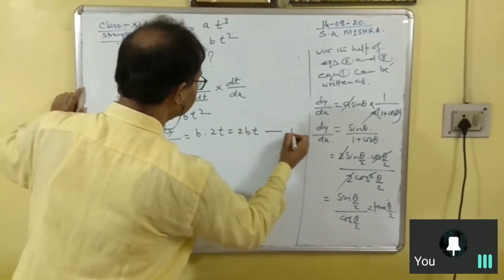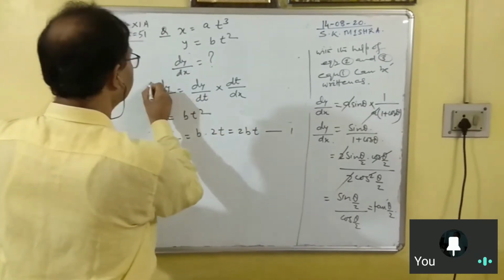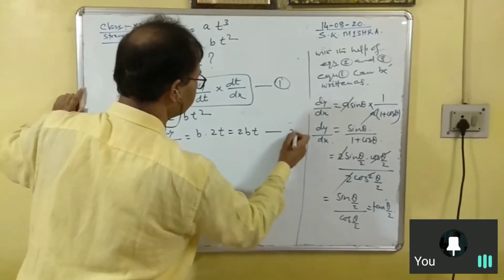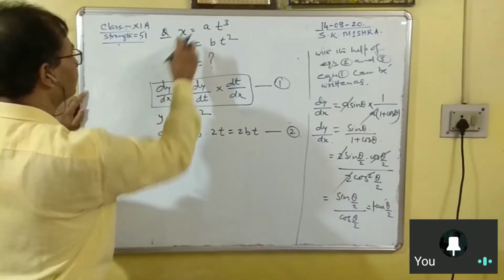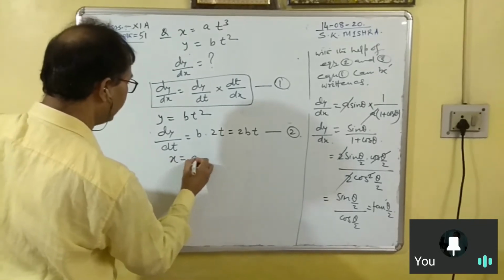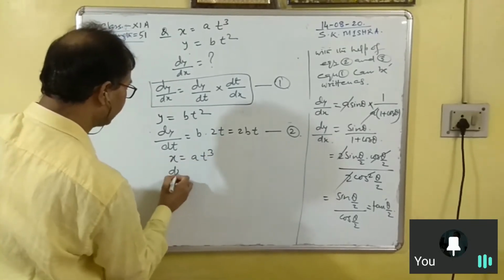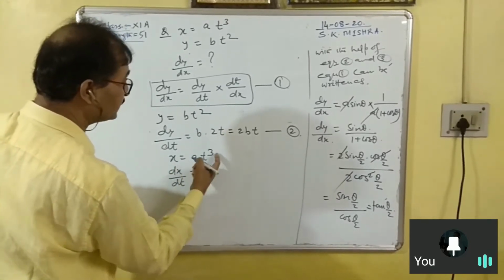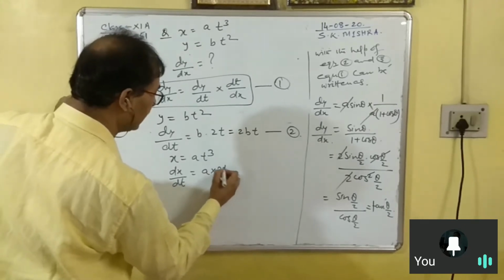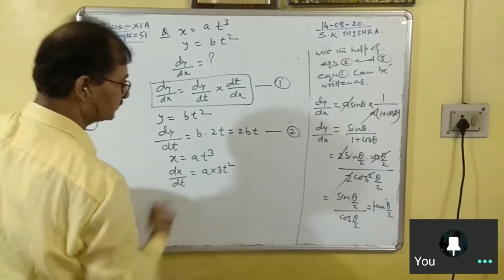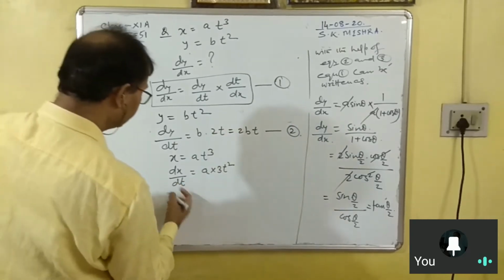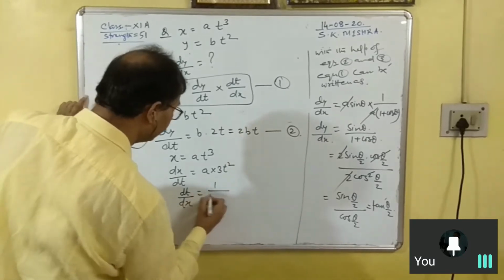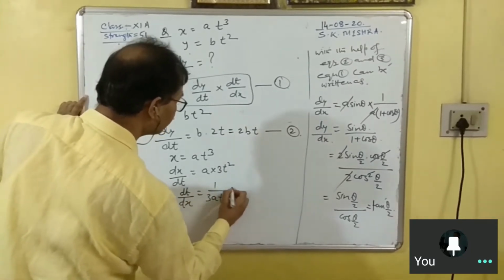Okay, consider it as equation 1. Suppose this is equation 1, master equation. This is equation 2. And equation 3 from this relation, x is equal to at cube. Now find dx by dt. So dx by dt in the same way, a differentiate t cube, which is 3t to the power 3 minus 1, 3t square. So then what is dt by dx? dt by dx is 1 by 3at square, equation 3.